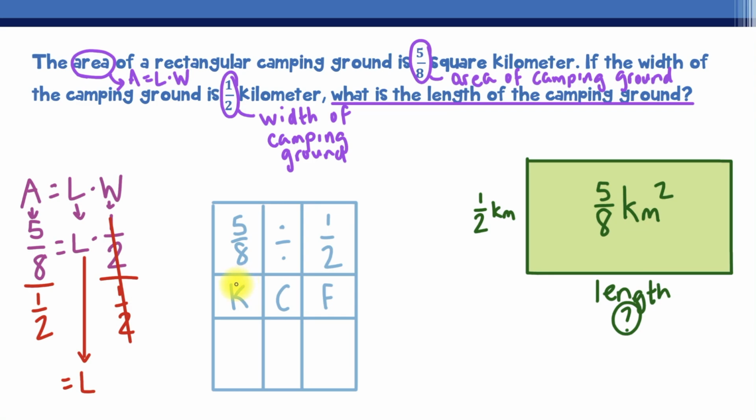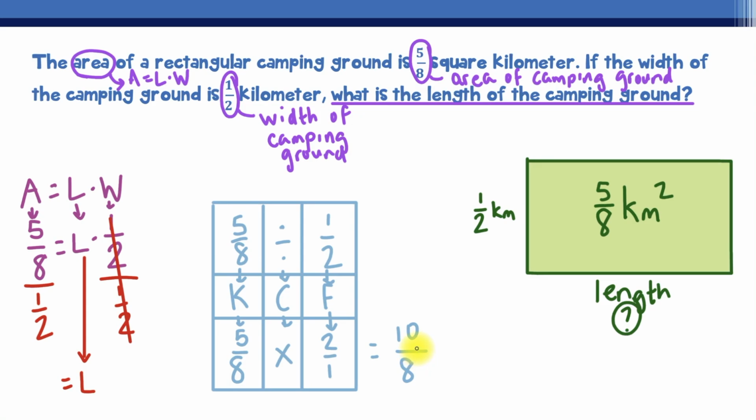So now we'll go column by column, doing exactly what the table says. We'll keep 5/8, so we'll write that here. We'll change our division to multiplication. So we'll put multiplication here, and 1/2 will get flipped. So the top becomes the bottom, and the bottom becomes the top. So this will become 2/1. And then we multiply straight across. 5 times 2 equals 10. And 8 times 1 equals 8.